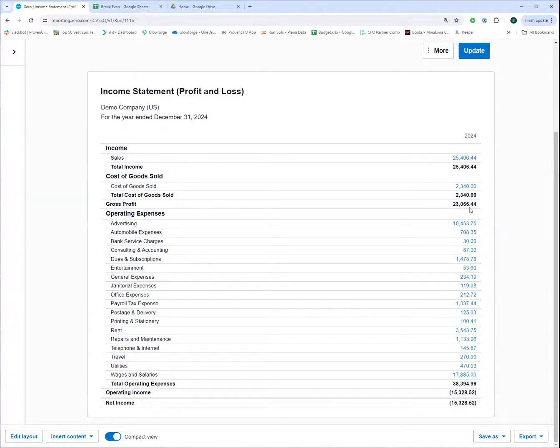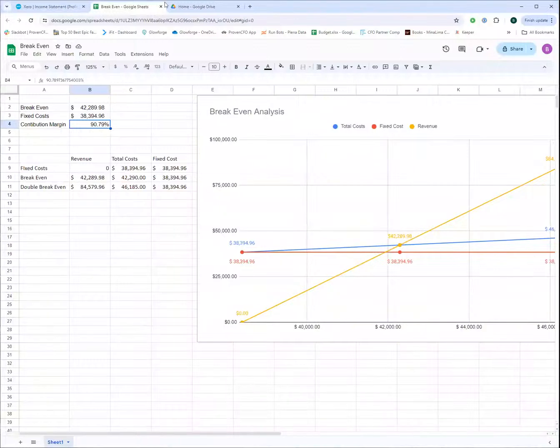Then we want to take the fixed costs. In this situation, the operational cost to run the business during this time frame was $38,394. So we would take this $38,394 and divide it by that contribution margin of 90%, which would give us our break-even number. When we come back to this graph, this has all been calculated and formulated to say our break even is that exact formula I talked about: the fixed cost divided by that contribution margin. So in this situation, their break-even number will be $42,289.